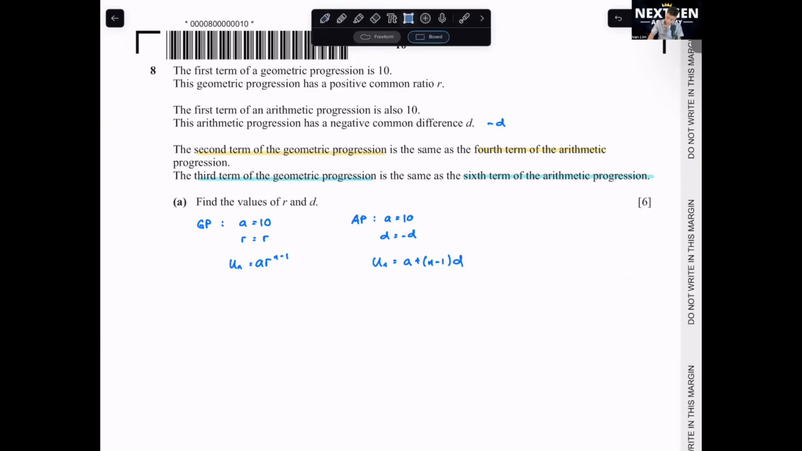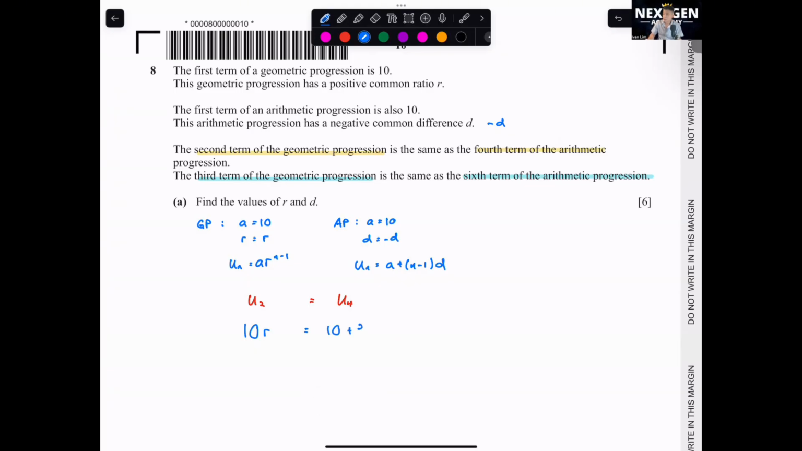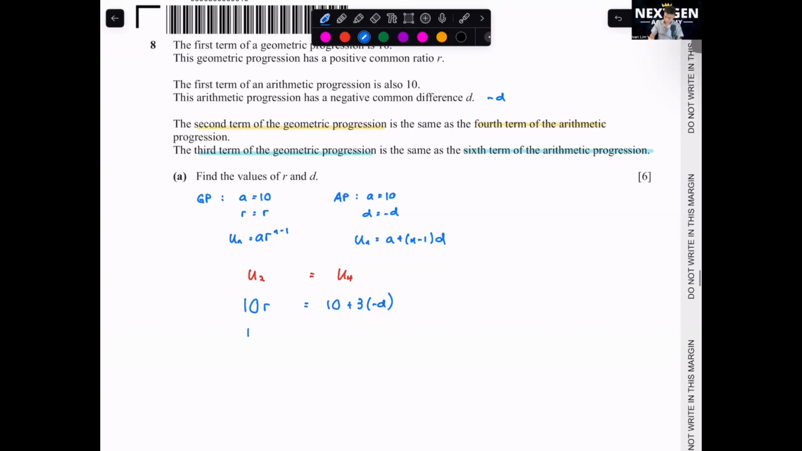Okay, the first statement is the second term of this. So that means u2 of GP is equal to the fourth term of AP. Meaning when n is equal to 2, this will be ar to the power of 2 minus 1, ar to the power of 1. This will be 10r is equal to a plus (n minus 1)d. This one is also 10 plus 3 times negative d. Okay, the d is negative over here. So 10r equals 10 minus 3d.